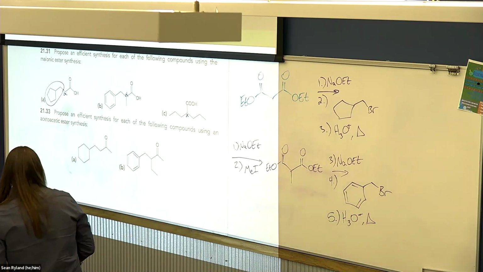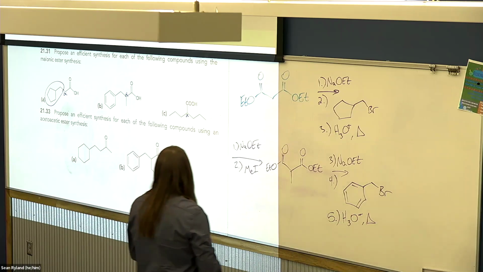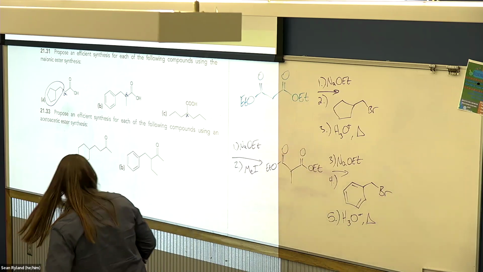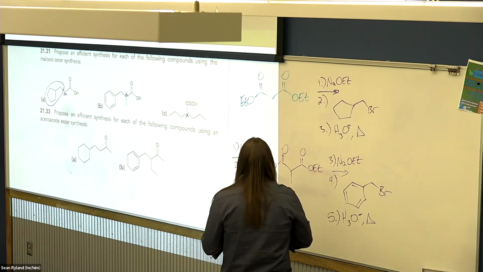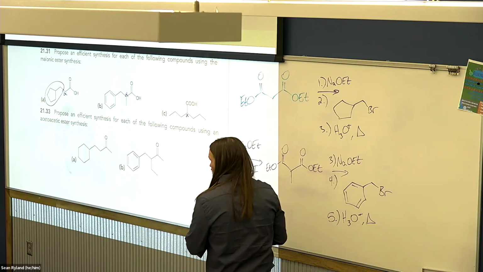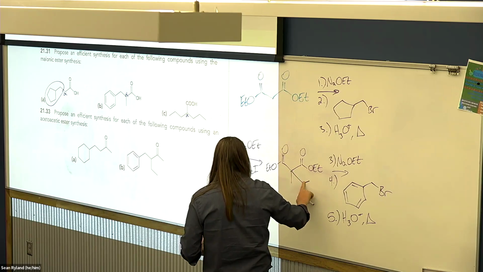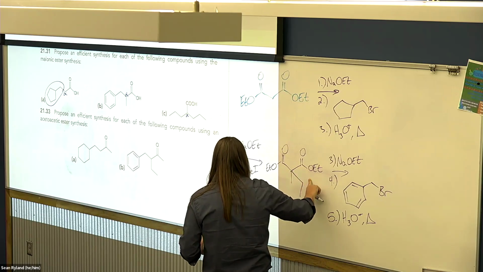Well, can you draw it before step 5? Yeah. So before step 5, I'm just going to add it onto this one here. You just add it to the same one. To the same alpha carbon, yeah.